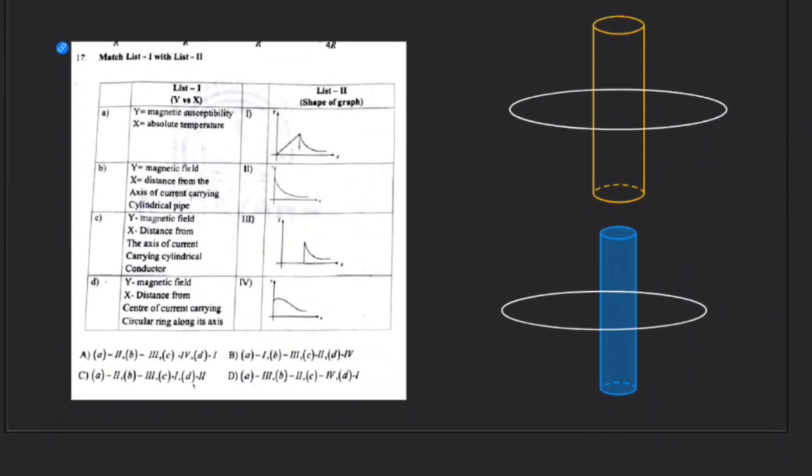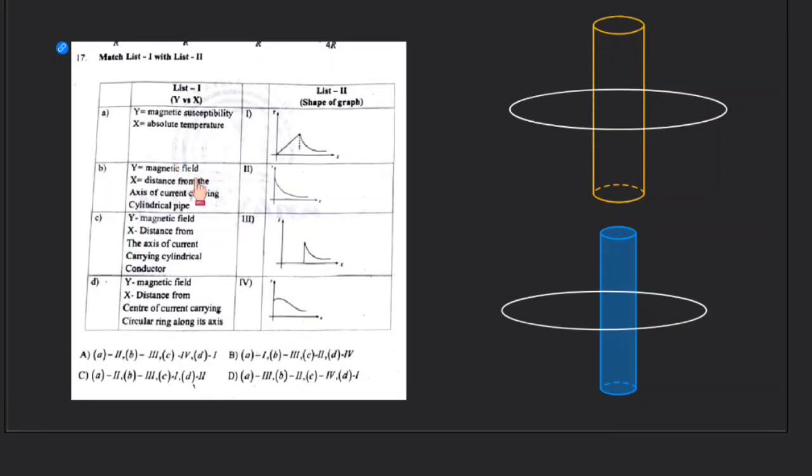Next one is the matching. So match the list. Here is the question, right? We have to solve this question using Ampere's law. One is magnetic susceptibility, the other one is absolute temperature. You know, when the temperature is increasing, the susceptibility will decrease. So therefore A will be 2. Therefore you can eliminate B and D.